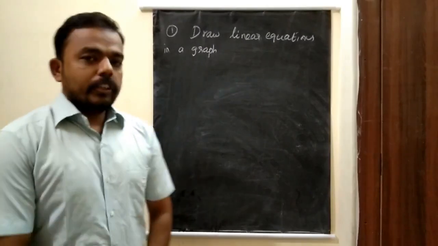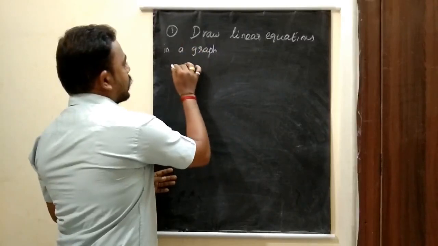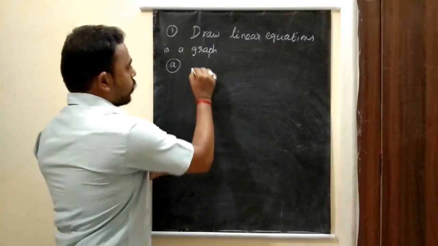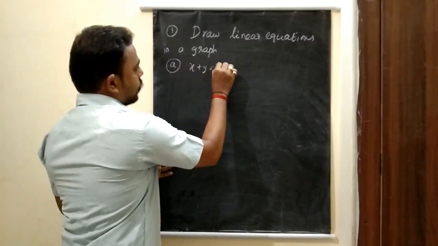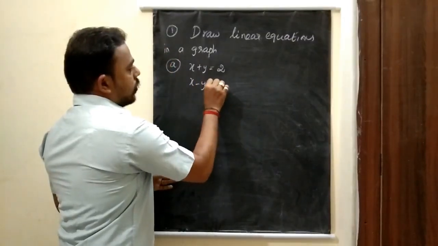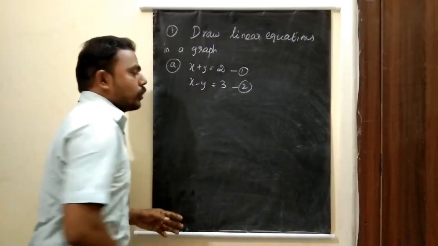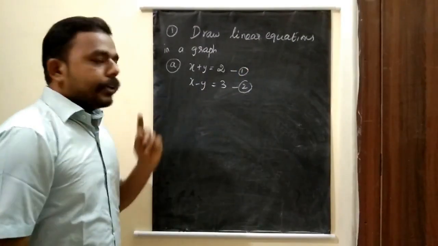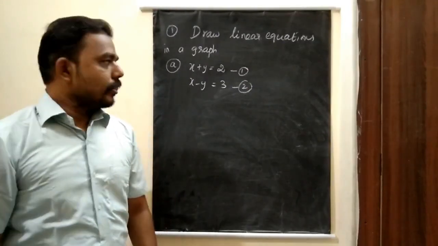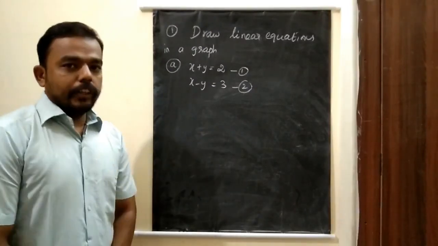The general form of the linear equation, you know that. So the first question is given like this: x plus y equal to 2 and x minus y equal to 3. So two equations are given. This is equation 1, this is equation 2. You need to draw the lines in a single graph sheet. For the solution we need to find.